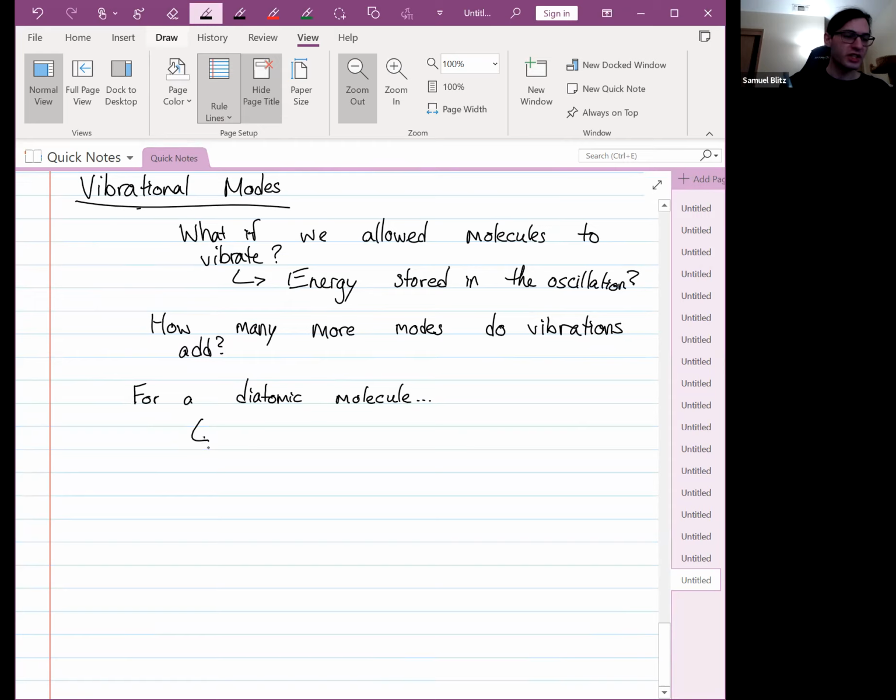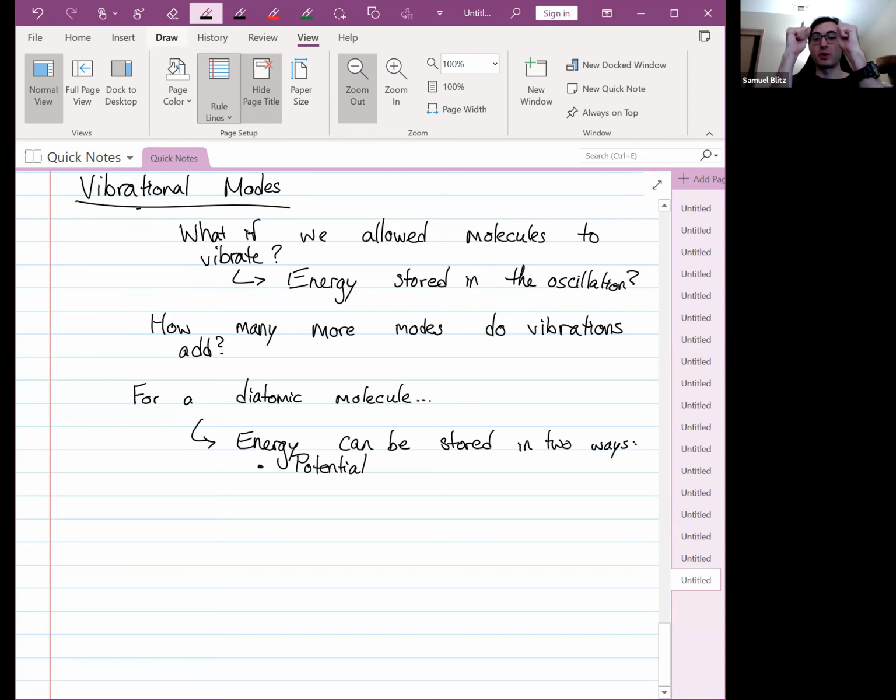So the energy in an oscillation can be stored in 2 ways. You might say, well, wait a minute, there's only one bond. Well, you're right, but there are 2 types of energy. There's the potential energy, so you could imagine you have your 2 particles just sitting there. If you stretch them out, you're going to increase the potential energy. This is related to the length of the bond.